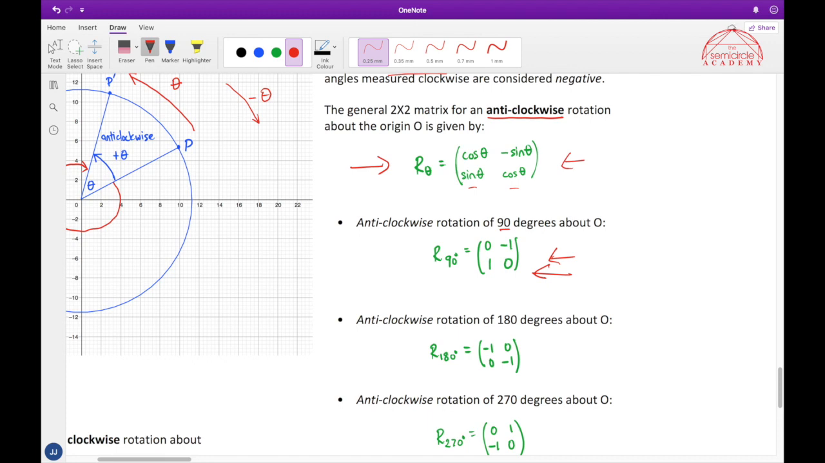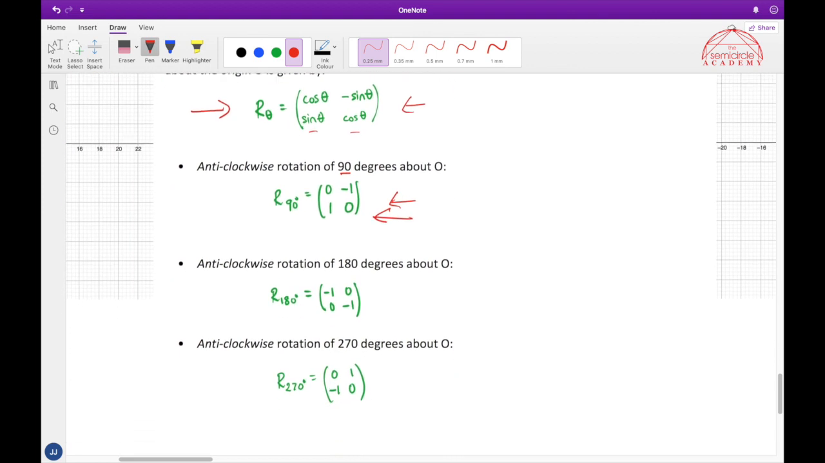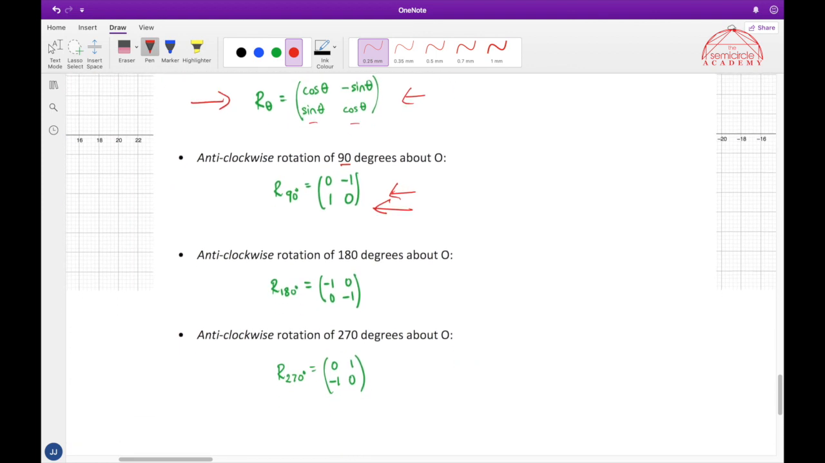So thankfully, an anti-clockwise rotation of 90 degrees gives us a simple matrix to work with. Similarly, an anti-clockwise rotation of 180 degrees gives us this very simple matrix to work with. So the R of 180, or the rotation of 180 degrees, is negative 1, 0, 0, negative 1. And an anti-clockwise rotation of 270 degrees gives us this simple matrix here. R of 270 is 0, 1, negative 1, 0.